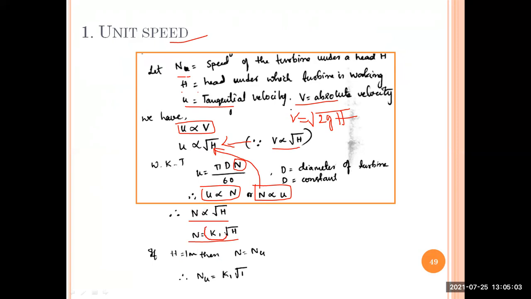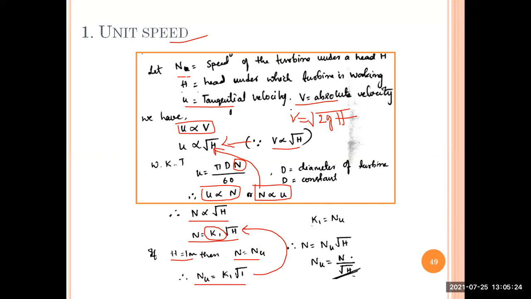Let us find this k1. To find k1, we consider the unit quantity definition, that is when H is equal to 1 meter, N becomes unit speed, that is Nu. Substituting that, Nu is equal to k1 into root 1, so k1 is equal to Nu. Now substitute that back in this equation.